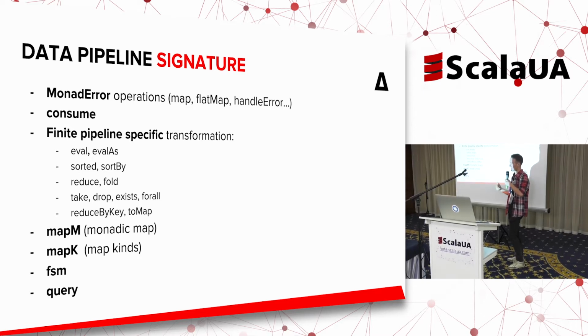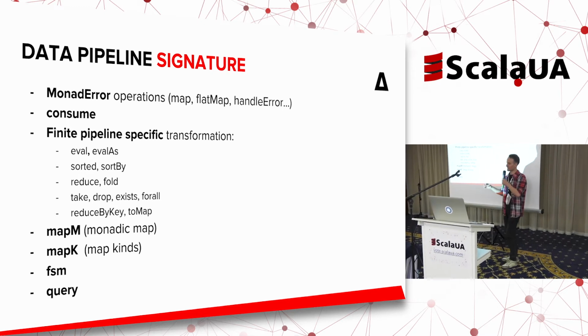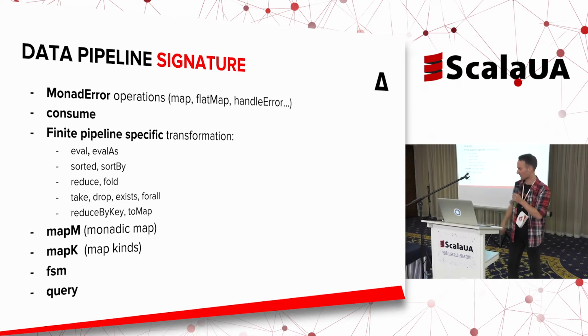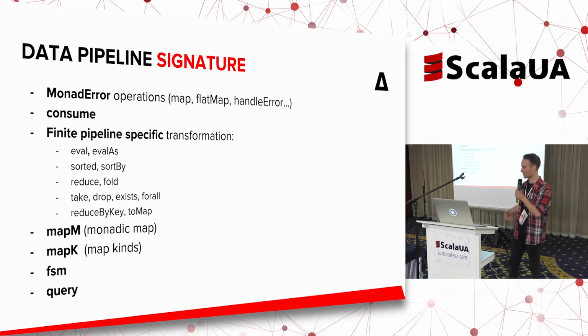For instance, if your data pipeline is running on futures, mapM takes a function from A to Future of B. mapK is when you map in a natural transformation. For instance, if you have a data pipeline of futures, it could take a function from A to cats effects IO of B. And as you know, an IO monad could be converted to a Future. So fsm is a function that takes your finite state machine to perform stateful computations. And query is a method that takes your query to perform Trembita QL.